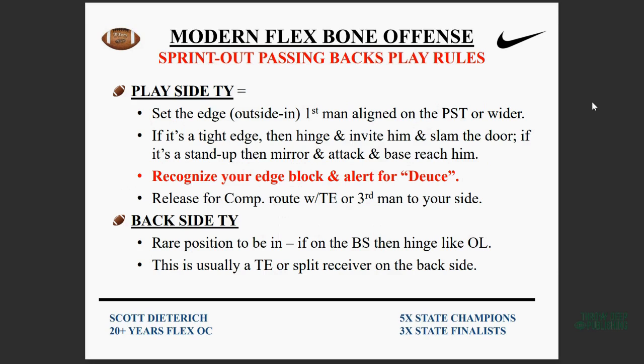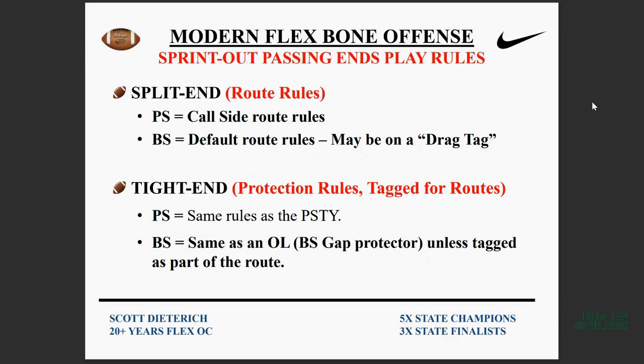If he has a tight end, he releases as a part of the route concept, whatever that may be. He's got to know his complementary route rules. Backside tie, it's rare to have a backside tie in this position. If he does, he hinges like an offensive lineman and may have a clip or 2 with that. This is if we have a backside edge player outside the tackle, it's usually a tight end or a split receiver. Okay, route rules for the receivers, call side route rules, backside default rules, maybe on a drag tag.